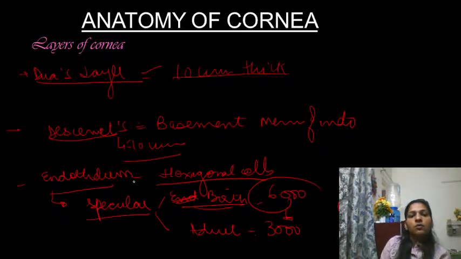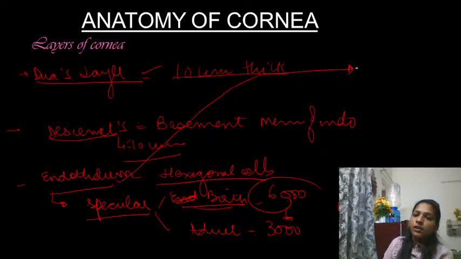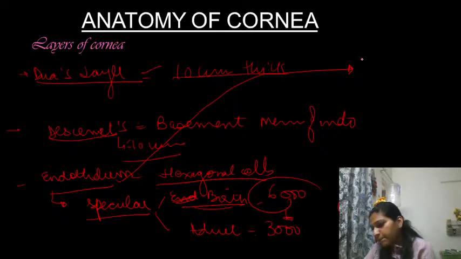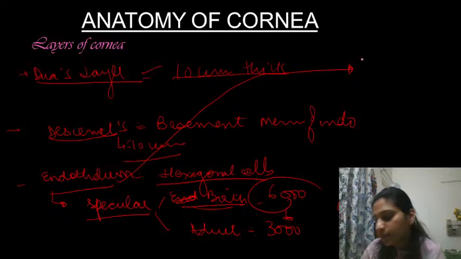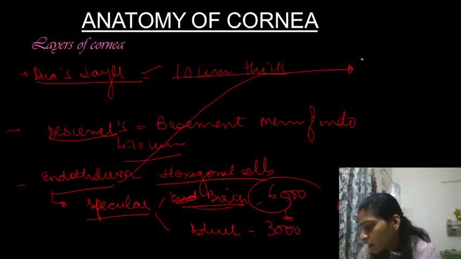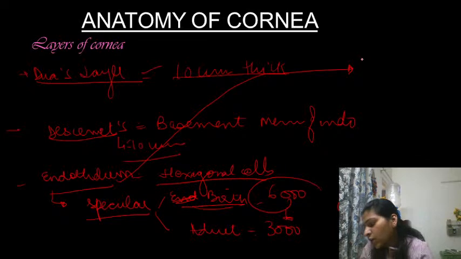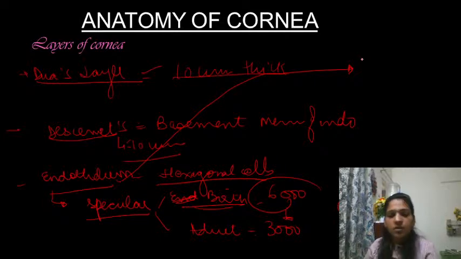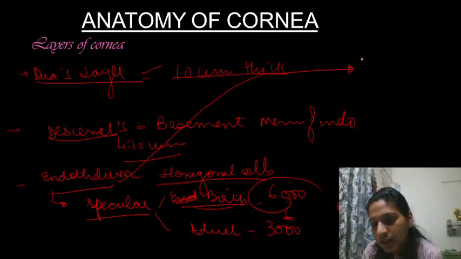Now what is the function of the endothelium? Can anyone tell me which pump is present in endothelium? No, 3,000 to 4,000 is not at birth. It is 6,000 at birth, and around 3,000 in the adult age group.